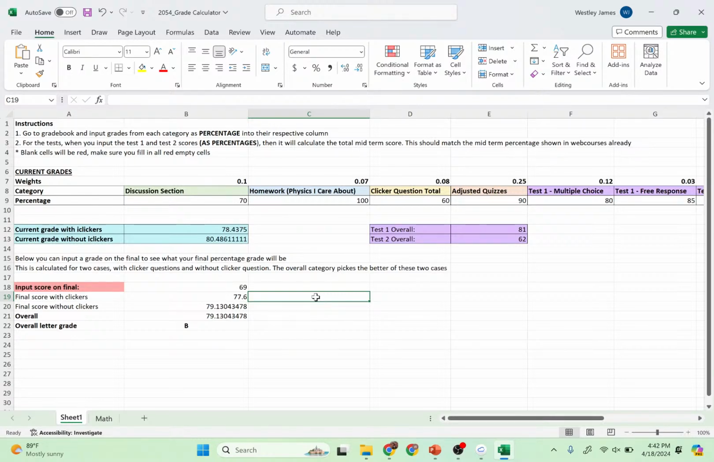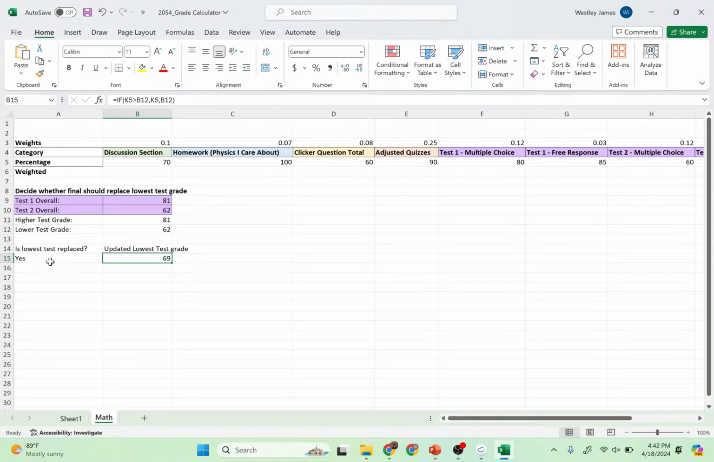That was not for memes. This shows your grade overall. And again, I picked the one without clickers because it's higher. It does all of this for you. It automatically is determining whether or not to replace one of your test grades. It is automatically calculating the grade with and without clickers. On the math paper, you can see whether or not it's replacing a test grade. Here it says yes. So it replaced, you can see the 2 average test grades. It replaced the lower one with the 69, whatever.